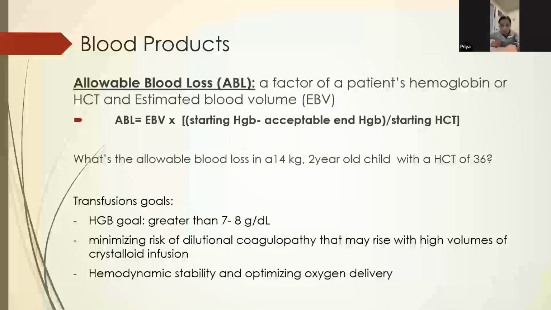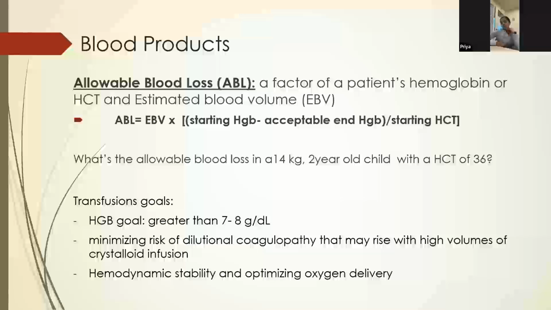I apologize, I made an error here. It should be the same. If you use hemoglobin, you should use hemoglobin values through the whole equation. If you use hematocrit, you should use hematocrit values through the whole equation. My apologies. So for this kid who's 14 kilos, and if our acceptable end hemoglobin is 8, then the allowable blood loss is 350. So once you're getting to 200, 250, and if you think there's still going to be more blood loss, then you need to consider what your next steps will be.